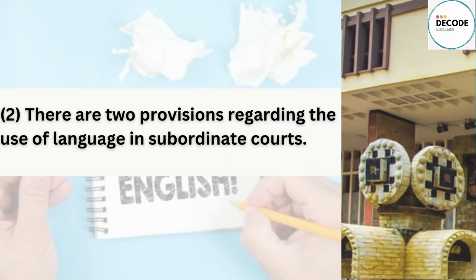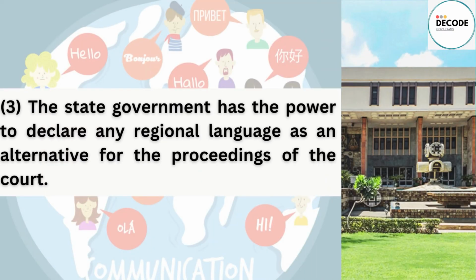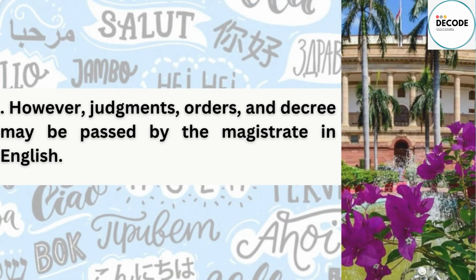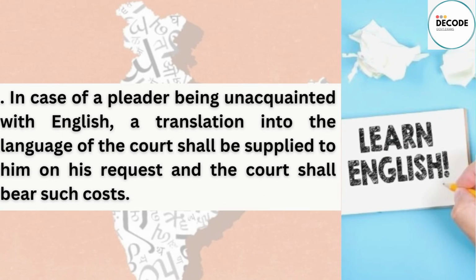There are two provisions regarding the use of language in subordinate courts. Under Section 137 of the Code of Civil Procedure, the language of the district courts shall be similar to the language of the Act. The state government has the power to declare any regional language as an alternative for the proceedings of the court. Judgments, orders, and decrees may be passed by the magistrate in English. The recording of the evidence shall be done in the prevailing language of the state. In case of a pleader being unacquainted with English, a translation into the language of the court shall be supplied to him on his request, and the court shall bear such costs.